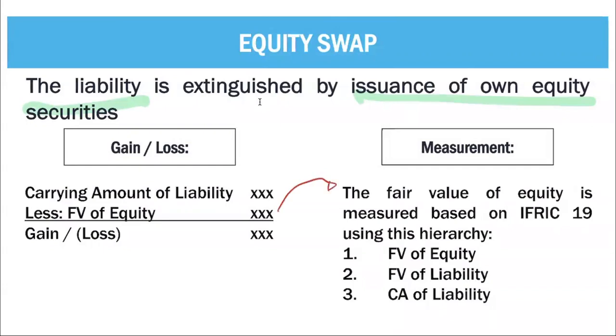But in your fair value of equity, how do we measure it? To measure the fair value of your equity, we use your IFRIC 19. So if the fair value of equity is given, use the fair value of equity. If fair value of equity is not given, use the fair value of liability. If fair value of equity and fair value of liability are not given, use the carrying amount of liability. In the first and second, we have gain or loss. On the third one, there is no gain or loss. Take note of this. Guys, in an equity swap, we have a hierarchy. What is our hierarchy? Fair value of equity, fair value of liability, and carrying amount of liability.